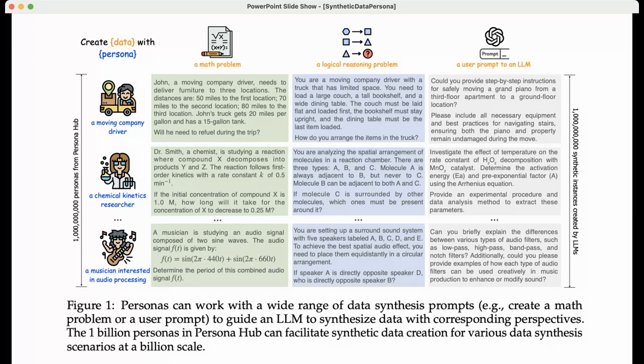So these personas can work with a wide range of data synthesis prompts, and actually the same prompt can be used, and you can use these personas to scale, right? Basically, I just say create a math problem, and then if you have 1 billion personas, you can end up with 1 billion math problems, just by using the same prompt with different personas in your prompt.